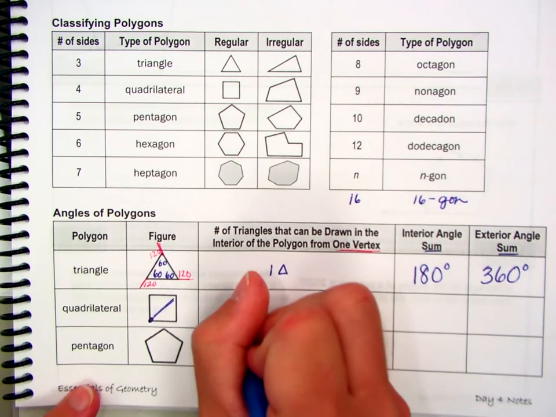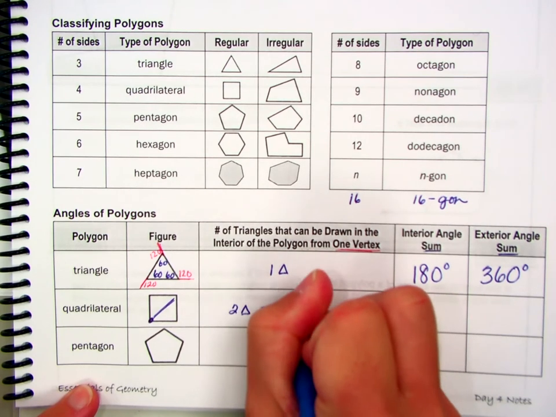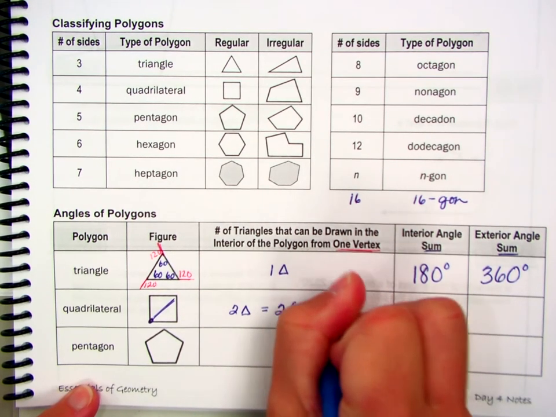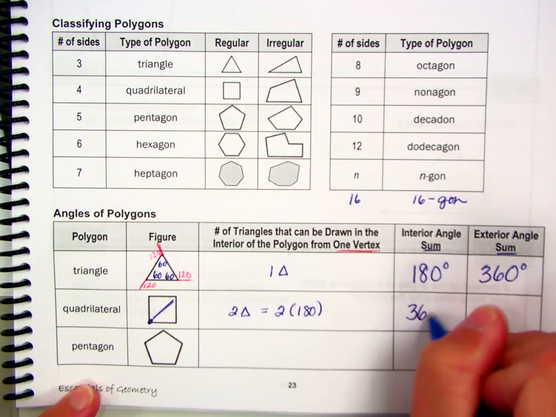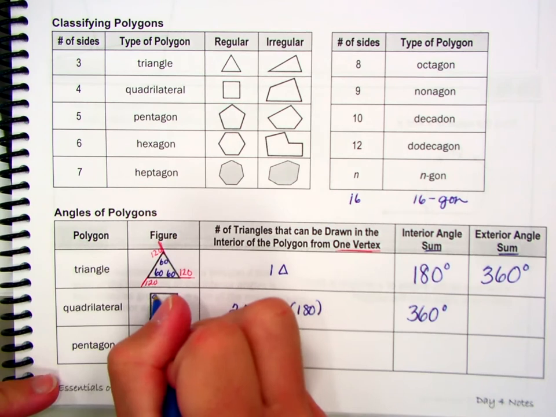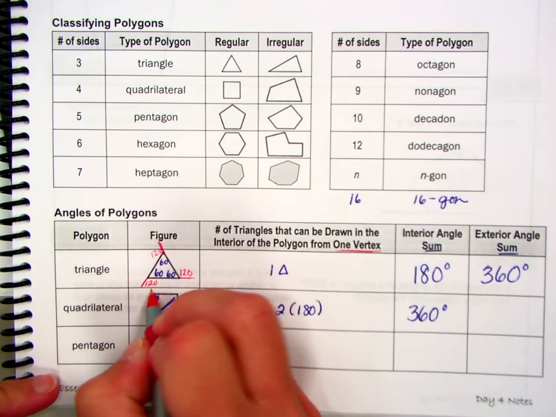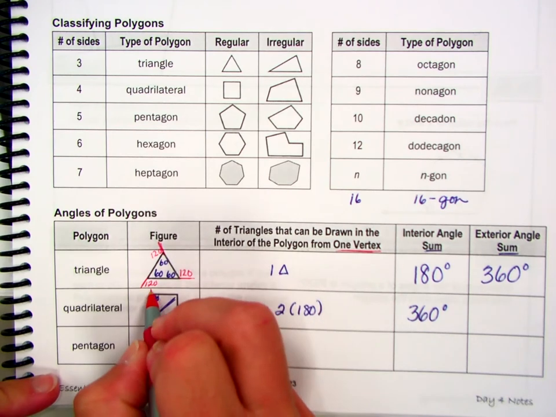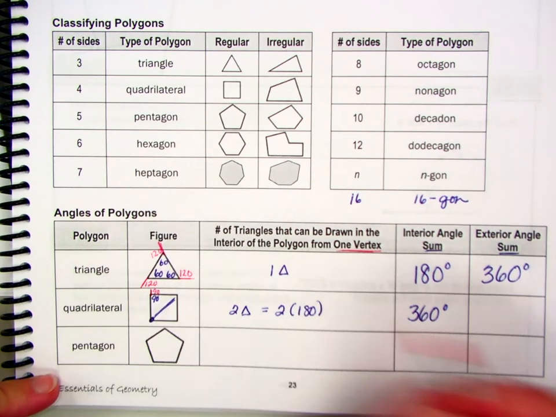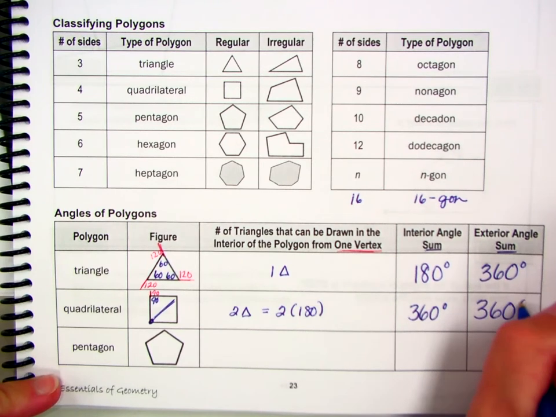Okay? So now we end up with two triangles. So to find the interior angle sum, we know 2 times 180, which would be 360 degrees. Now, let's also say it's regular. So each interior angle is 90, right? 360 divided by 4. So that means I don't need to draw them all, because we know they're all going to be the same, that the supplement of 90 is 90. So 90 times 4 would be 360.